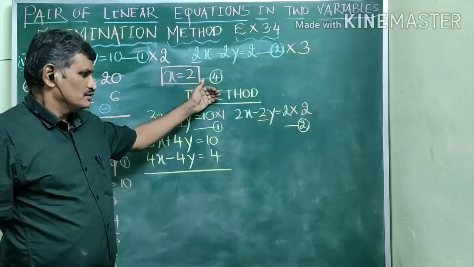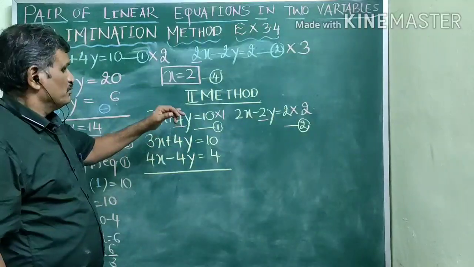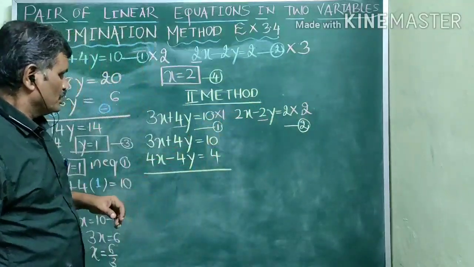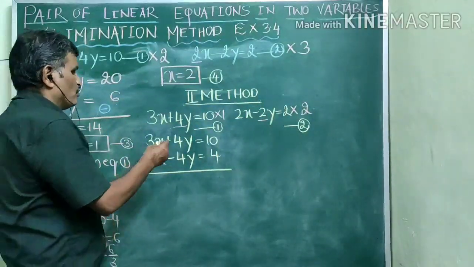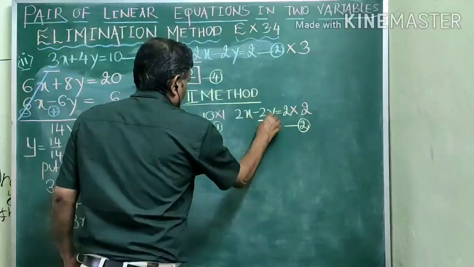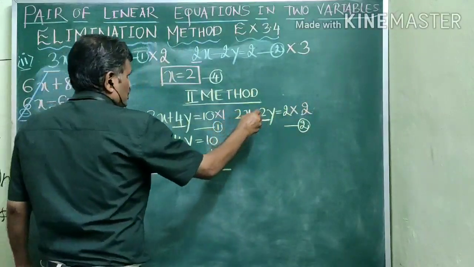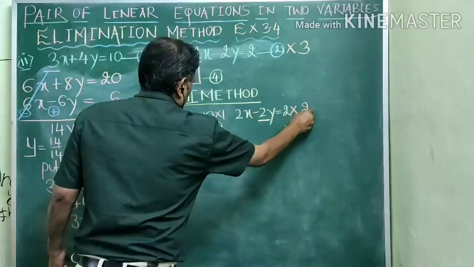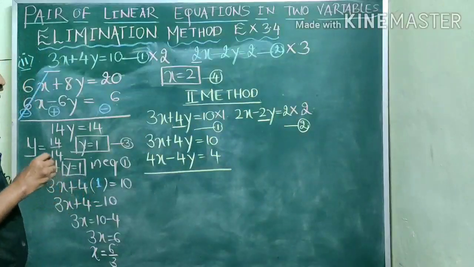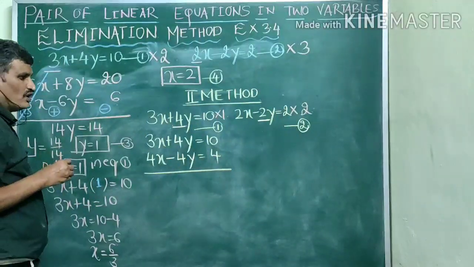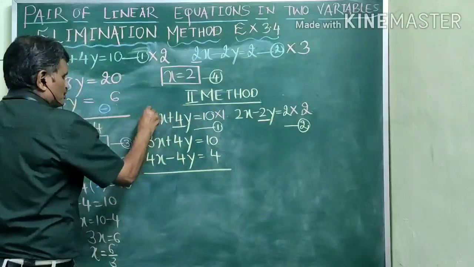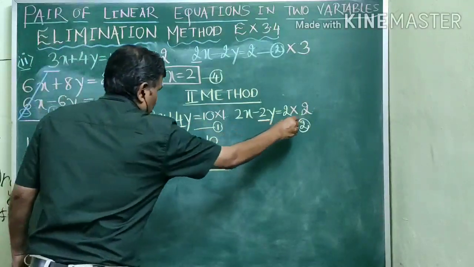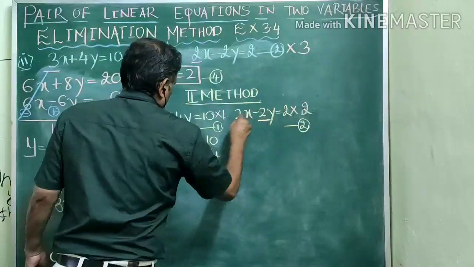In the second method, what I have done is, I have multiplied the first equation by 1 and the second equation by 2. Why did I do so? Because I want to eliminate y. See here, this 2 multiplied by 2, I will get 4, and 1 multiplied by 4, I will get 4. So the coefficients of y have become equal. Now I will multiply the first equation by 1, so it becomes 3x plus 4y is equal to 10. This if I multiply, 2 2s are 4, 2 2s are 4 and so on.